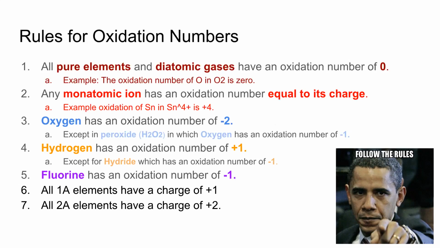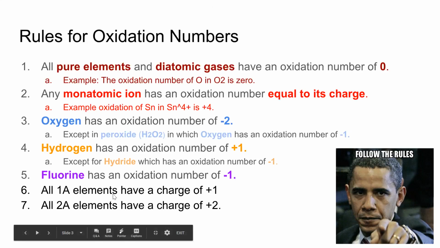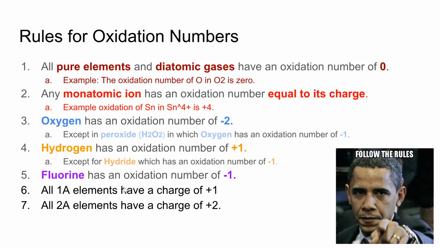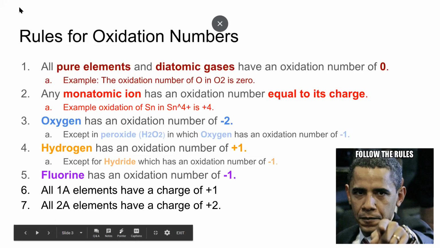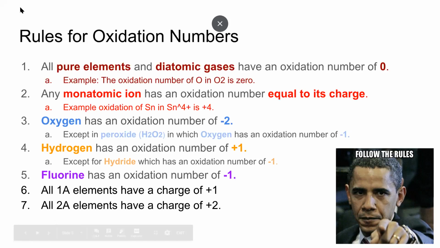Rules 3, 4, 5, 6, and 7 are ones that you should memorize. It is that oxygen has an oxidation number of -2, except in peroxide, in which oxygen has an oxidation number of -1. So that's an exception that you need to memorize. Fourth rule is that hydrogen always has an oxidation number of +1, except in hydride, it has an oxidation number of -1. Number 5 is fluorine will always have an oxidation number of -1. And all 1A elements have a charge of +1, and all 2A elements have a charge of +2.